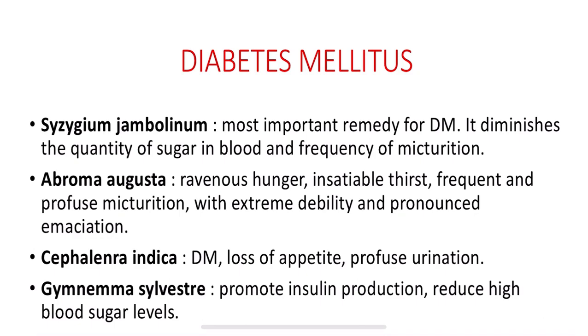Next we have Cephalandra indica. It is used in diabetes mellitus where there is loss of appetite. Usually we have ravenous hunger, or hunger is marked in diabetes. But here Cephalandra indica is used when there is loss of appetite and profuse urination. Gymnema sylvestre is used to promote the insulin production in the body and also to reduce the high blood sugar levels.